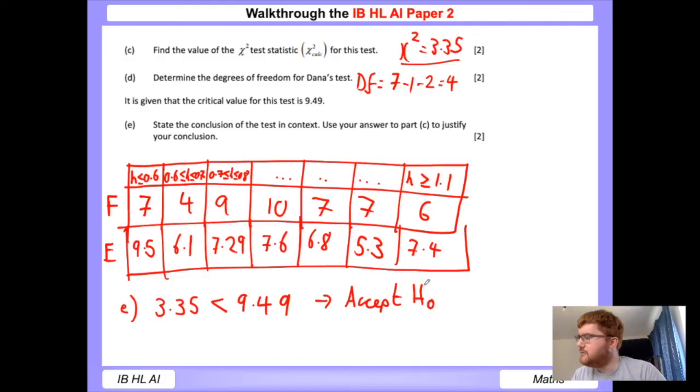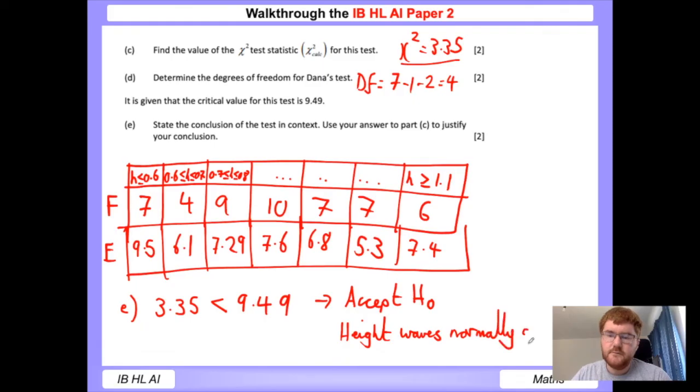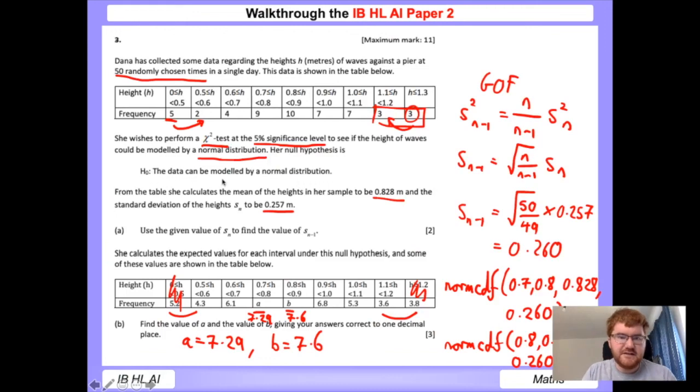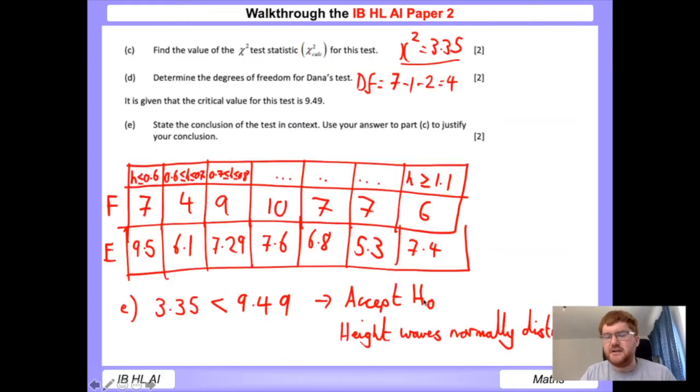Okay, and then you usually have to write a sentence here. So you can then say that the height of the waves are normally distributed. Remember that was our initial H0, like here. So H0 is the data we model by a normal distribution. Because we've accepted H0, I'm just writing a context sentence, which is the height of the waves are normally distributed, like so.